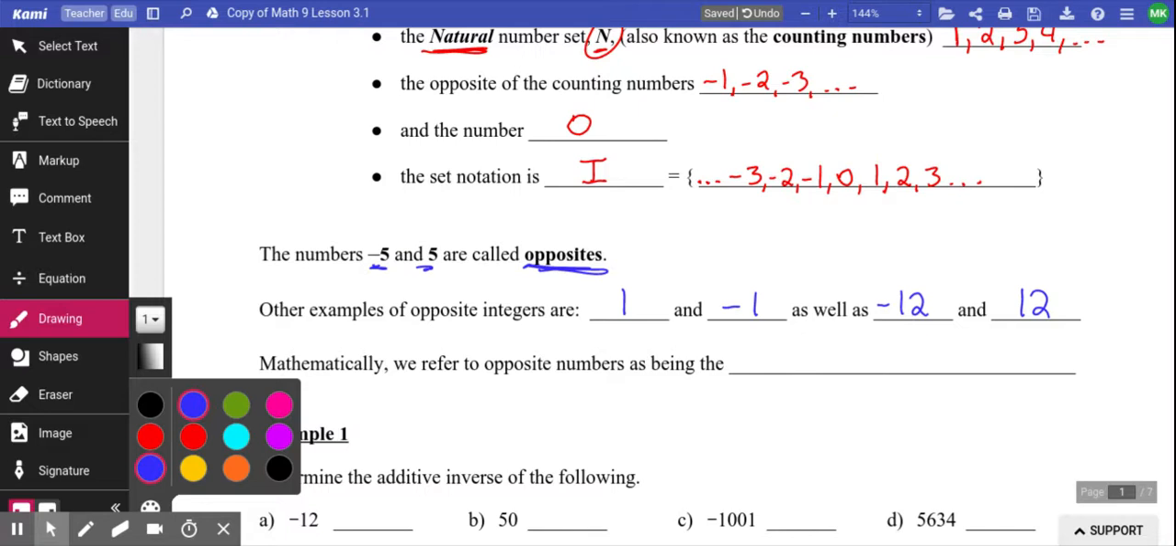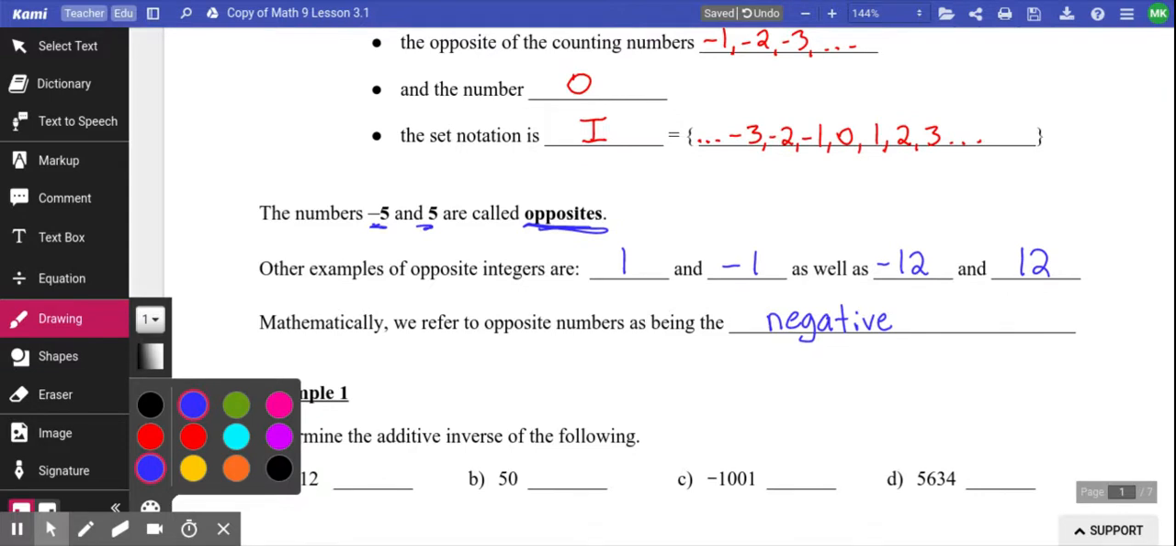The other way we refer to them is as being the negative version of 1. So I'm just going to say the negative. Another term you might hear me refer to is the opposite symbol. Instead of saying opposite, I might say opposite symbol, because all that you're really changing is the symbol in front. It turns from positive to negative, negative to positive. The number itself stays the same. Those are all terms that you might hear me say. Opposite symbol, opposite, negative, all mean the same thing.